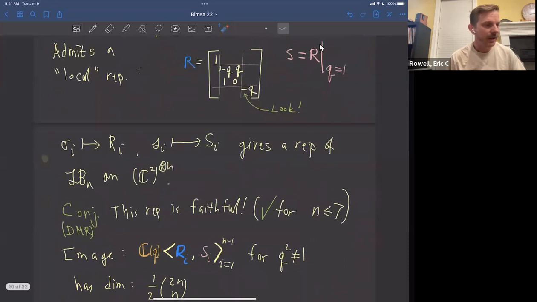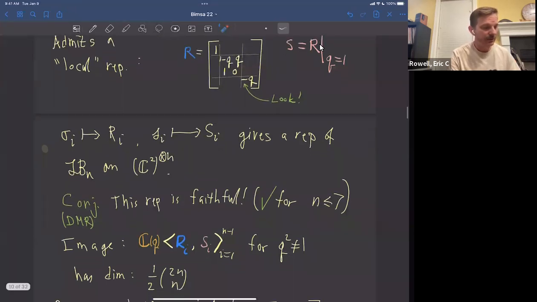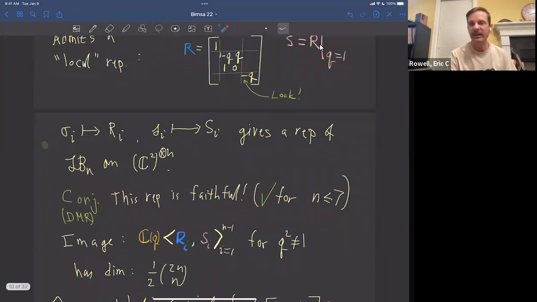And it's in the usual way, right? You just define the image of sigma I and S I to be the usual thing, tensor up with the identity. Turns out that at least for low values of n, this representation can be shown to be faithful. So that's pretty amazing to have a nice faithful representation of this thing. And conjecturally, once you get up to 7, you're pretty convinced, right, that this representation should be faithful for all n.